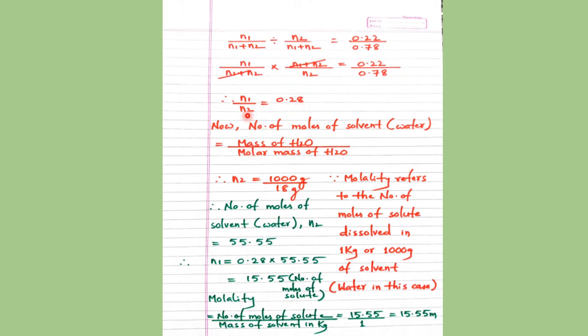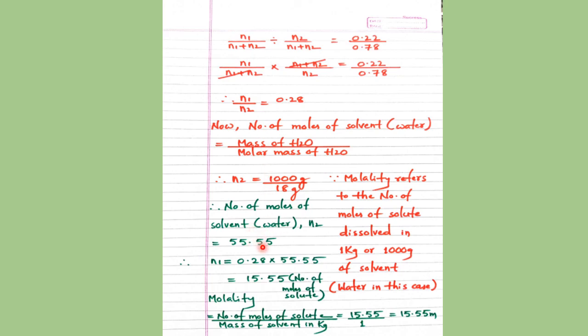Now the number of moles of solvent, here water, equals the mass of water by the molar mass of water. Mass of water is 1 kilogram or 1000 gram, by 18 gram, the molar mass of water. That gives you N2 as 55.55. Once you know N2, we will calculate N1.